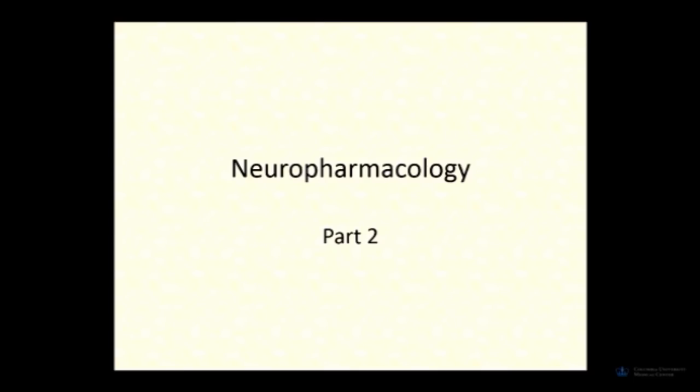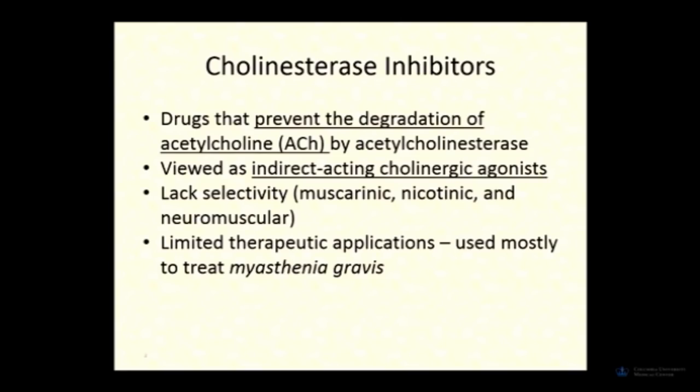So the first group of cholinergic drugs we're going to talk about are drugs called cholinesterase inhibitors. These are not drugs that are acting on a receptor necessarily. They're acting on a target, but they are not acting on the nicotinic or muscarinic receptors. These are drugs that are going to block the activity of cholinesterase.